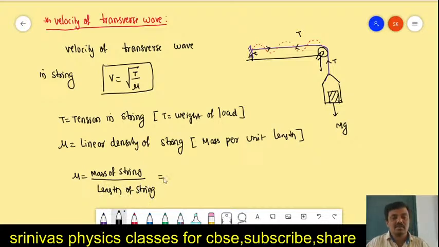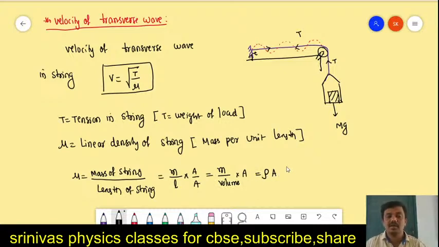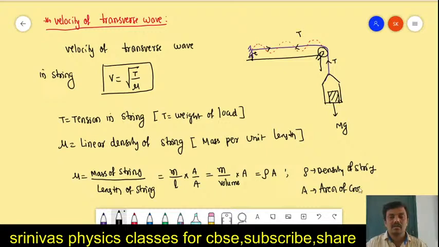Then what is the mass of string? That is m. Length of string is L. You multiply with A and divide with A. Then mass by length into area, the denominator length into area will become the volume, the cross section. Mass by volume we will get as the density. Density into area. Rho is the density of string. A is the area of cross section.